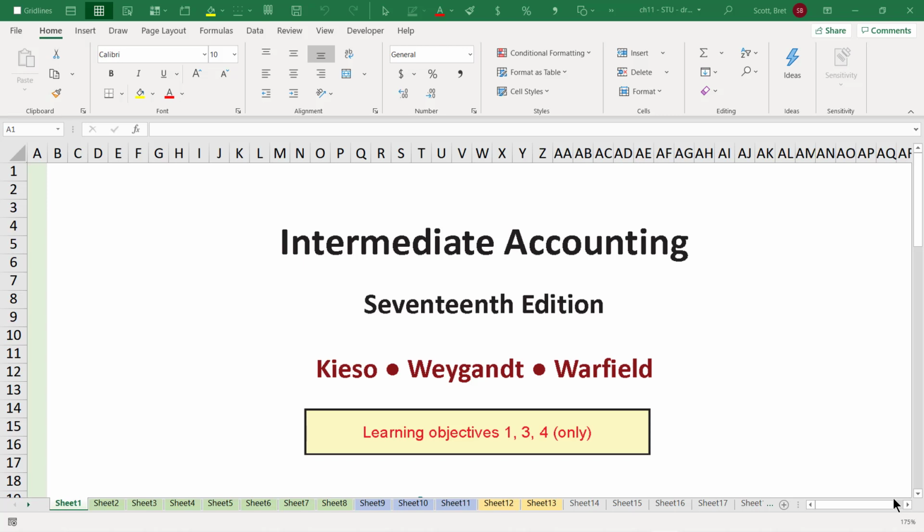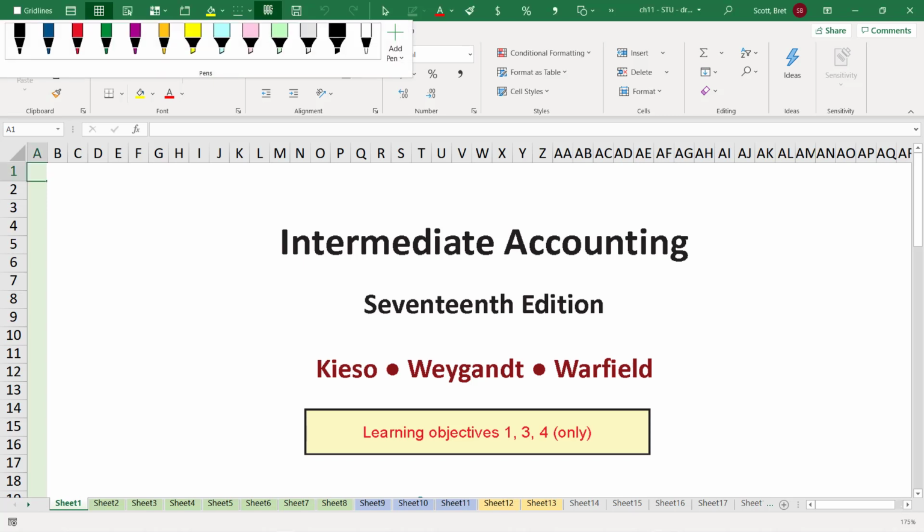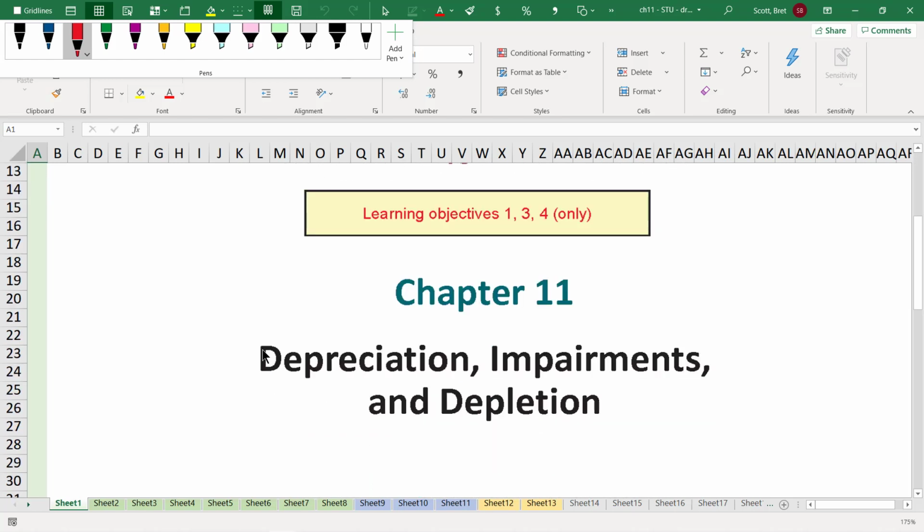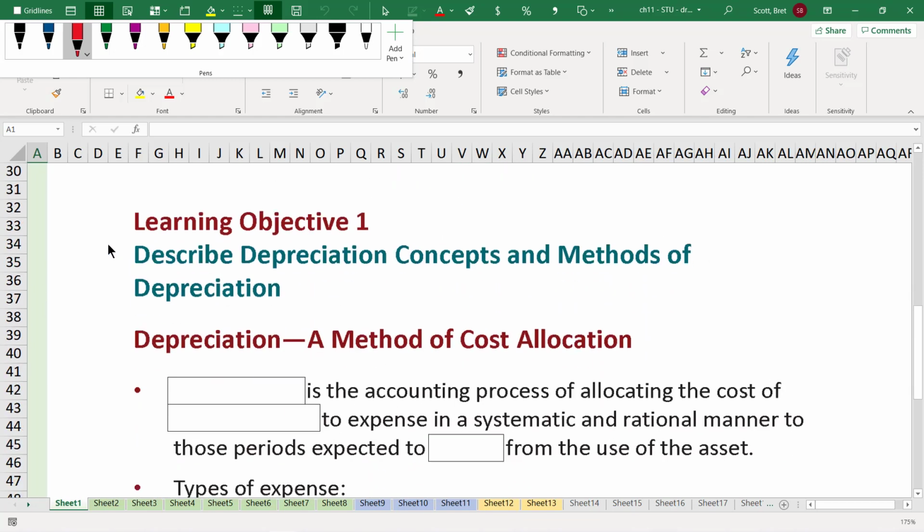All right, welcome back to another edition of Intermediate Accounting 2. We're going to move on with Chapter 11. In this chapter, we're going to be talking about depreciation, impairments, and depletion. A lot of you will probably find this information is kind of a refresher from Accounting 2300 or Principles of Accounting. We're going to go into some more depth here, so hopefully you can stick with me throughout this.